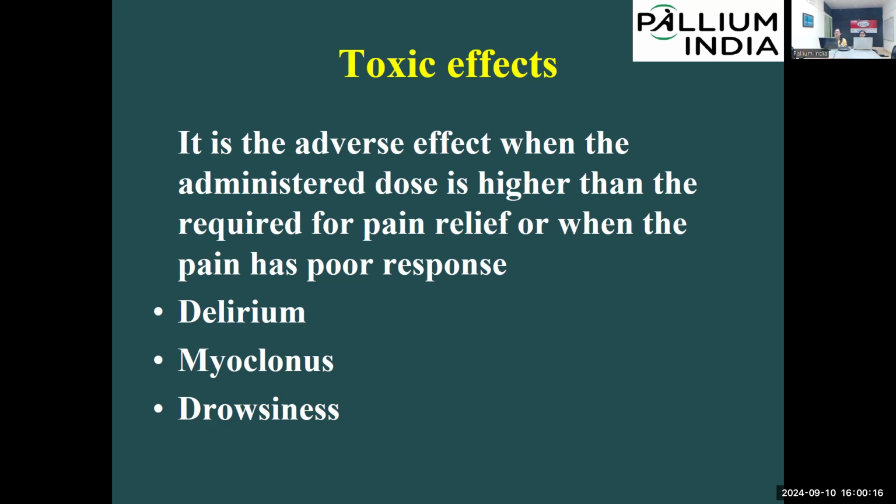Is there any other toxic effect of morphine? Anybody wants to unmute and talk? Is there any other toxic effect of morphine? Please reply to the faculty, please. Confusion, respiratory depression, vomiting, pinpoint pupil. Yes.